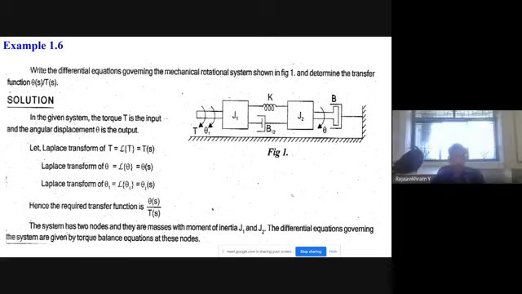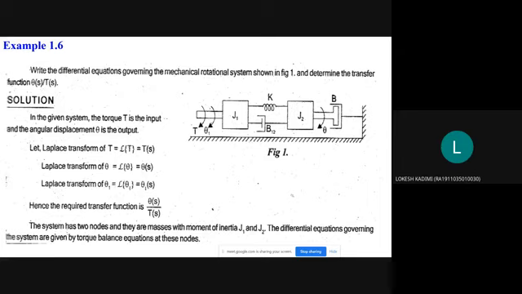So this is your homework problem. Take down the problem and solve it. First write the differential equation governing the mechanical rotational system. Understand this is a rotational system, so J, B, K, theta come to your mind instead of X, and instead of force you have to write torque. There it is an applied force, here it is an applied torque. So understand whether the question is a translational or rotational system. Determine the transfer function theta of S by T of S. The problem itself will specify theta of S by T of S. Sometimes the problem will specify theta 1 of S divided by T of S. Based on that, you have to find the transfer function.